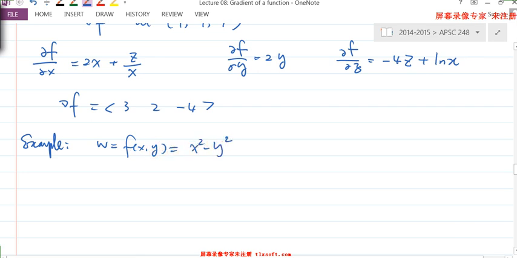Which is this. Okay? So this is the function of this. Let's find this del f at the point 1, negative 1. Okay? 1, negative 1.